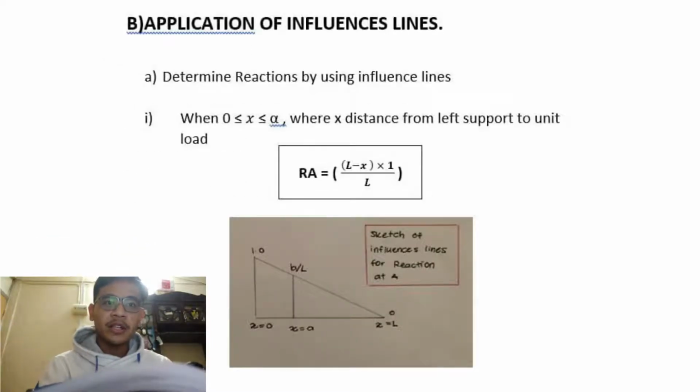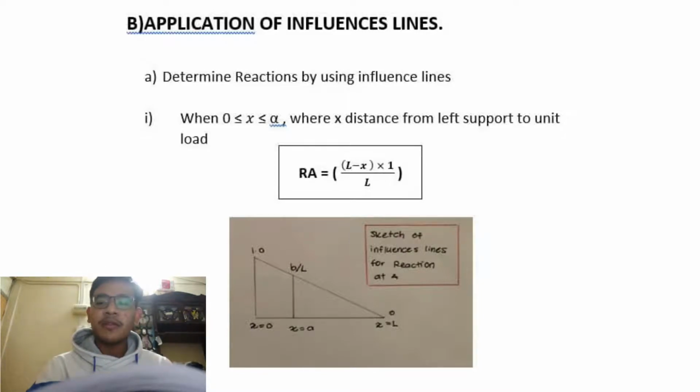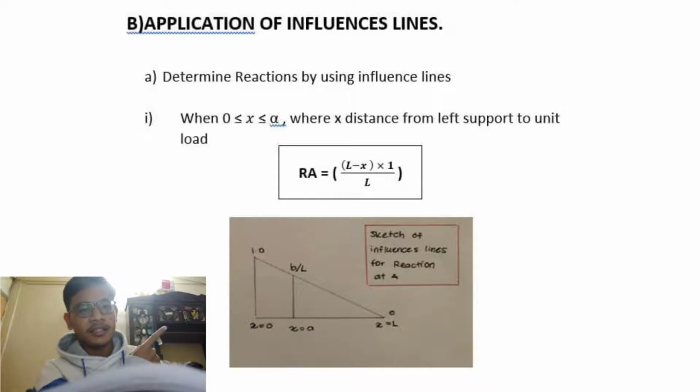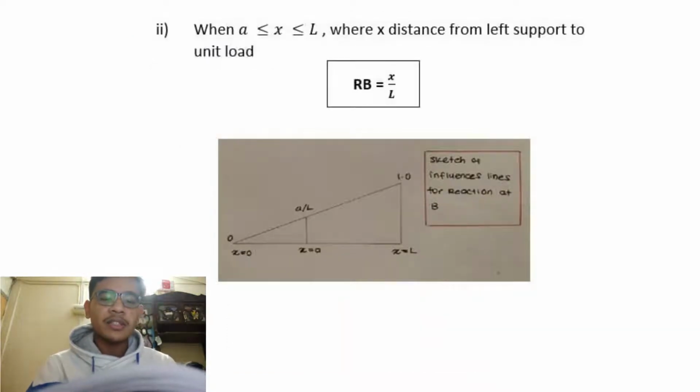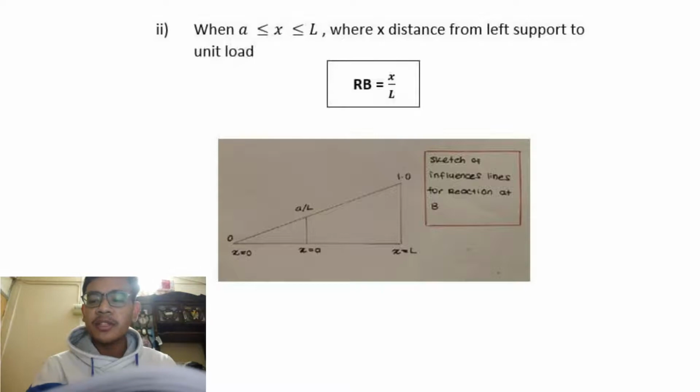So the application of influence lines: you need to determine the reaction by using influence lines when x is less than a and more than 0, where x is the distance from the left support to the unit load. The formula is like this, and you need to sketch the influence line for the reaction at A just like this. The second case, when x is less than L and more than a, where x is the distance from the left support to the unit load. The formula is this, and the sketch of the influence line for the reaction at B is like this.